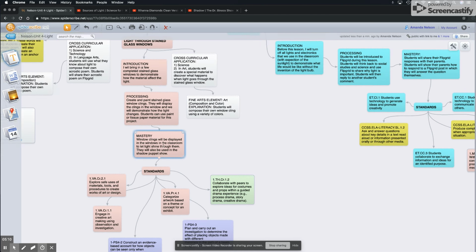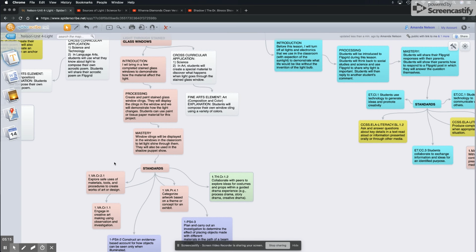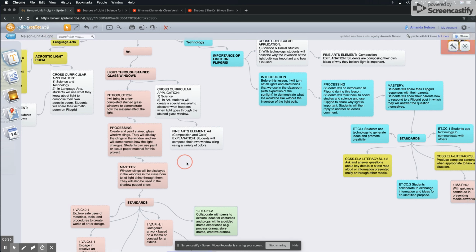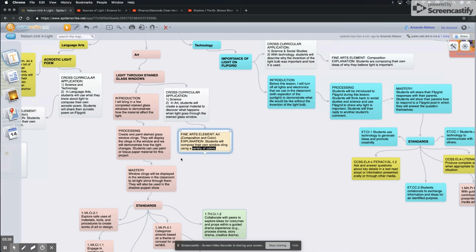Window clings are going to be displayed in the classroom, and we are also going to be using those during our puppet show. So our cross-curricular application is science. Of course, in art here, we are going to be creating special materials to discover how light travels through them. And then our fine arts element is composition and color, in which students will compose their own window cling. And we're also going to be using a variety of different colors for this project.